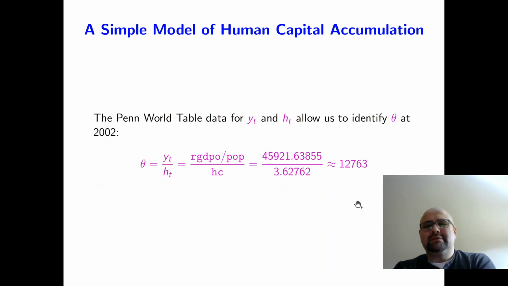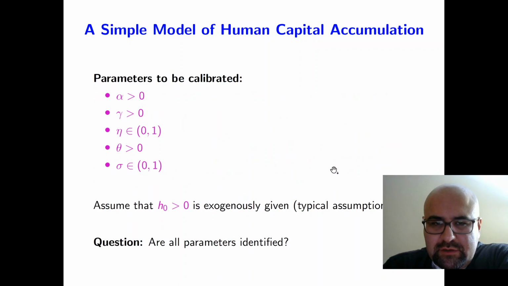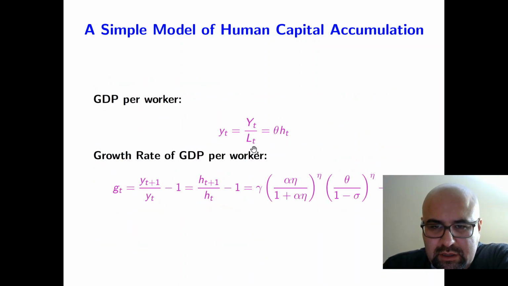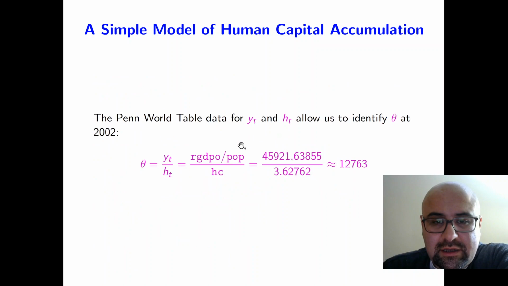Next, we are calibrating theta, and we're going to use the definition of GDP per capita for that. Remember that GDP per capita, Y_t, is an endogenous variable of the model, and it will depend on the endogenous state variable H_t through this solution. So theta can be obtained under the condition that we observe GDP per capita or GDP per worker, and we observe human capital.